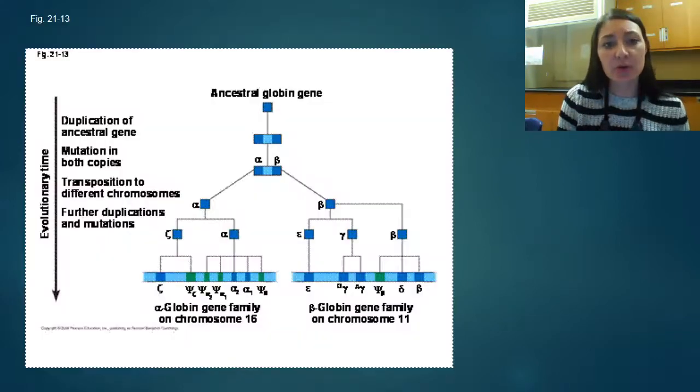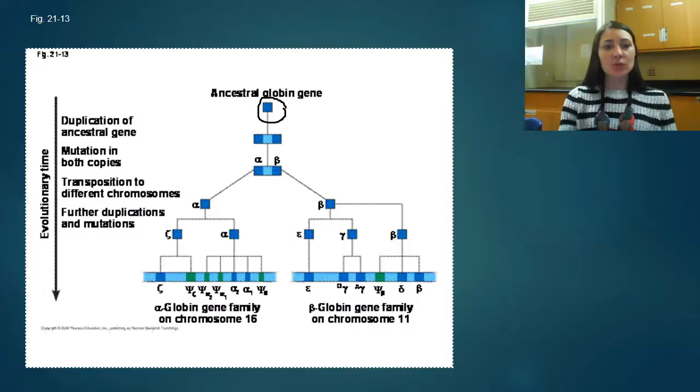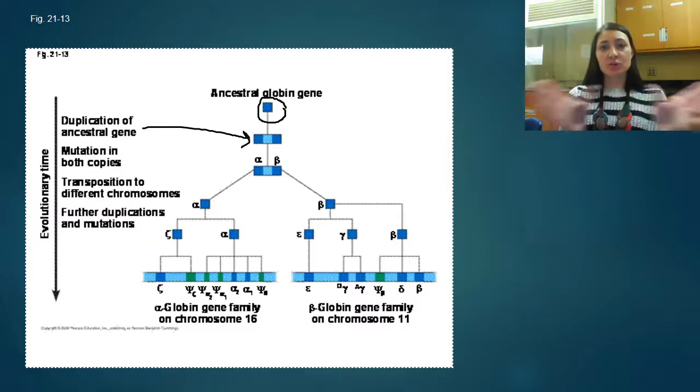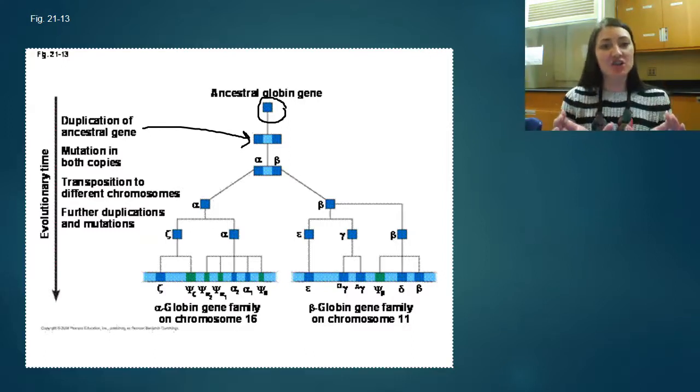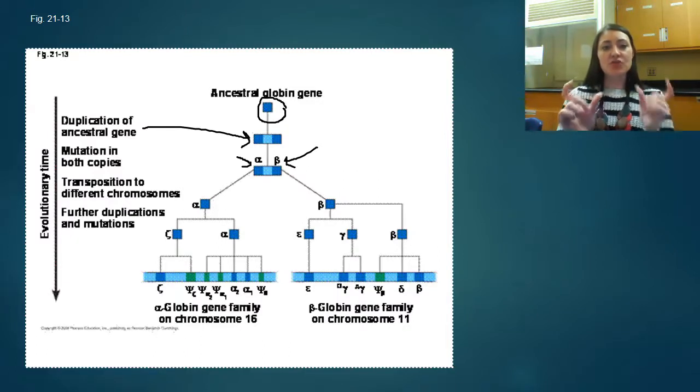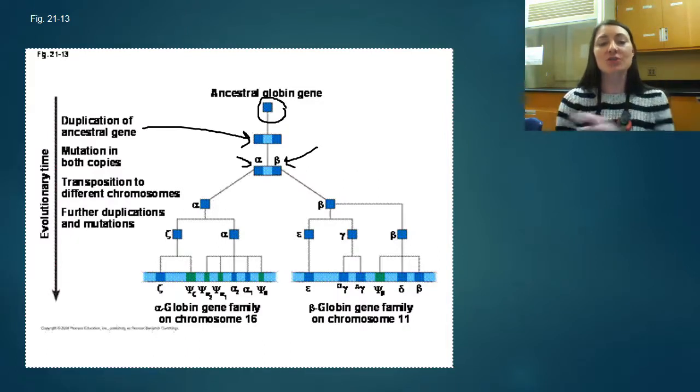So here's that example we were just talking about. We started with one ancestral globin gene, and we know that there was some sort of duplication event. So that gene was duplicated, and then there were two copies of that gene. There was a mutation to both copies, and neither were disadvantageous. Both allowed the organism to survive and reproduce. And so then we referred to one as the alpha globin gene and one as the beta globin gene. And these were then transposed to different chromosomes.